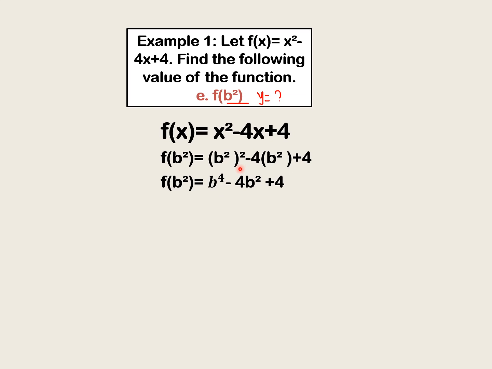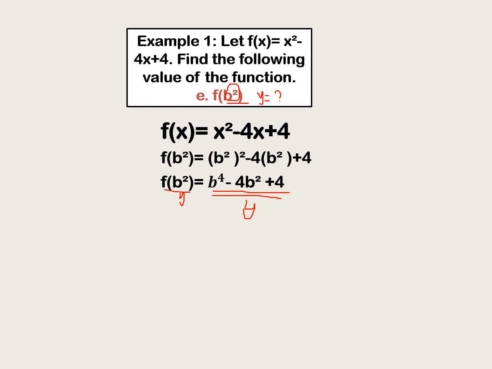Okay? Minus 4 multiplied by b squared. So, it would be 4b squared, kasi hindi mo na may pagsasama or mamumultiply ang number at saka ang letter. Okay? Plus 4. Okay, now question. Can we still simplify this? Hindi na. Therefore, this would be the value of our y. Tama? Therefore, if x is b squared, our y is this.